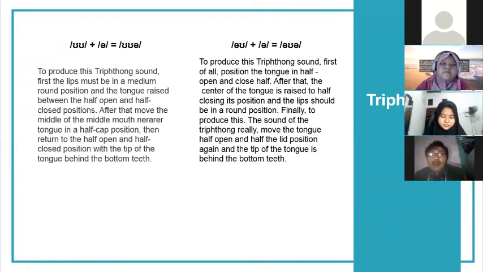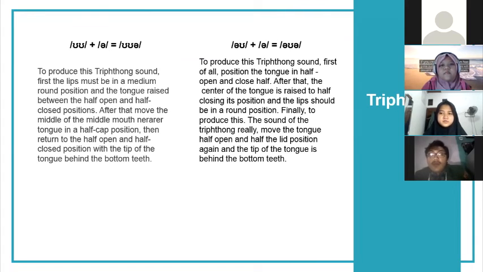Next is U plus E. If we combine that, we can say it. To produce this triphthong sound, first the lip must be in a medium round position and the tongue raised between the half open and half closed position. After that, move the middle of the tongue nearer in the half closed position. Then return to the half open and half closed position with the tip of the tongue behind the bottom teeth.